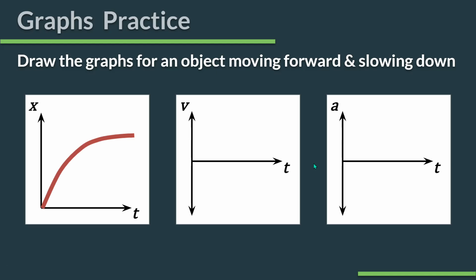Again, you do not have to start at the origin. It doesn't tell me where to start. So you could have put this with a y-intercept and had it starting up here. It doesn't matter. All right, my VT graph.